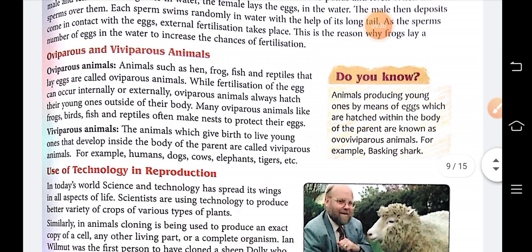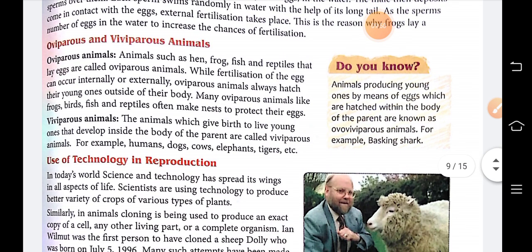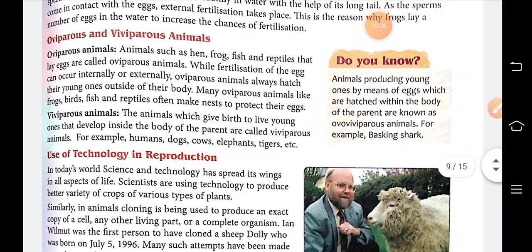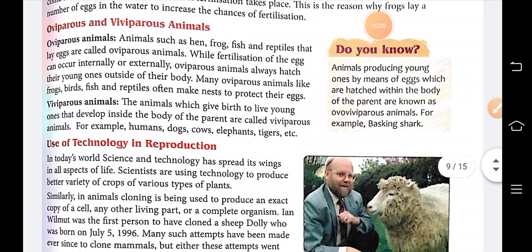The fertilization sometimes occurs inside or externally outside. So oviparous animals always hatch their young ones outside of their body. And many oviparous animals like frogs, birds, fish and reptiles make nests to protect their eggs. They take care of the eggs till the baby comes out.